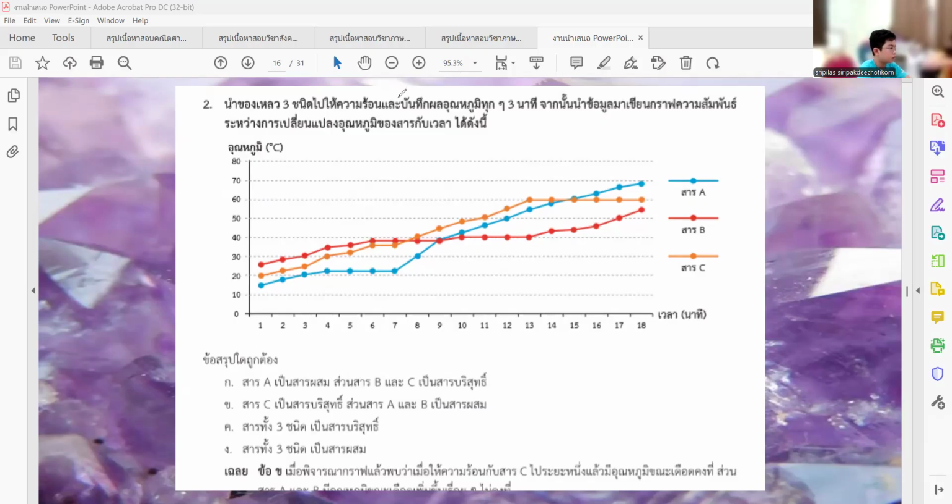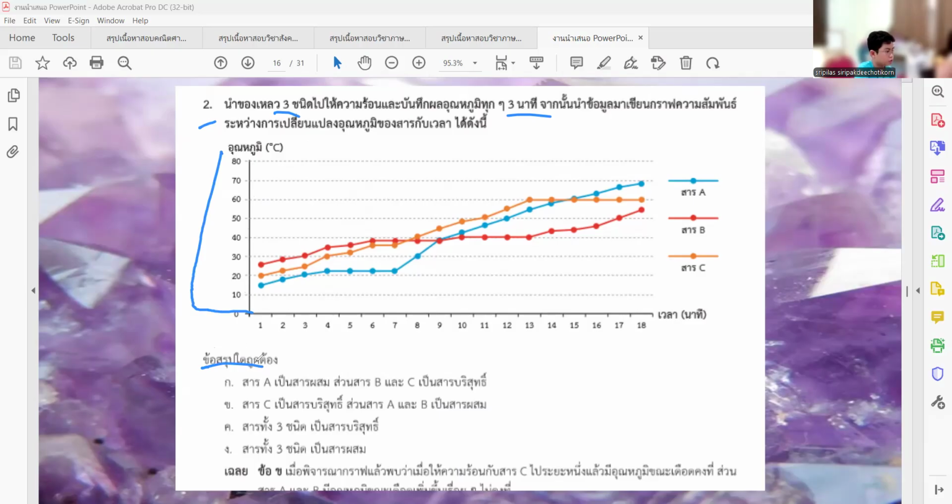Let's go. Look at this. Number 2. This is a graph. We put three types of liquids to boil and record the temperature every 3 minutes. Then we use the data and make a graph. Yeah, you know it.